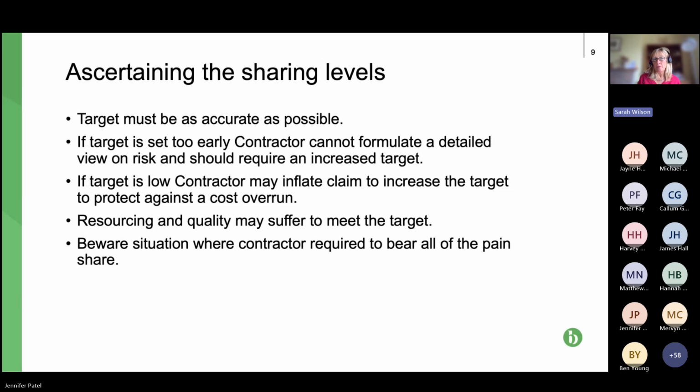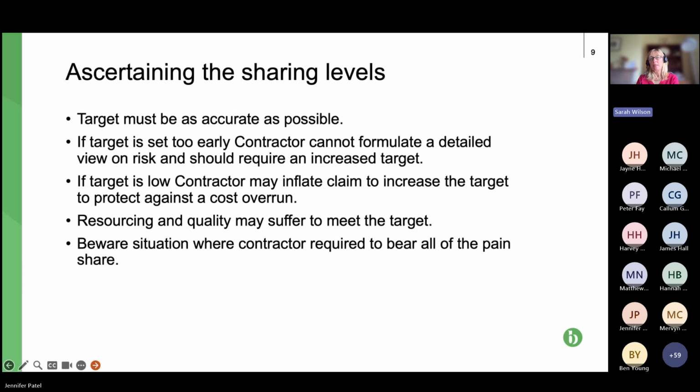So, if you're trying to set a target that hasn't accounted for detailed site investigation because you haven't got it at the time, I guess you're going to want to include some risk in there in that circumstance. And that's a long way around of saying, the second bullet point, if the target's set too early, it's difficult for the contractor. And inevitably, they're going to try and protect themselves and increase the target.